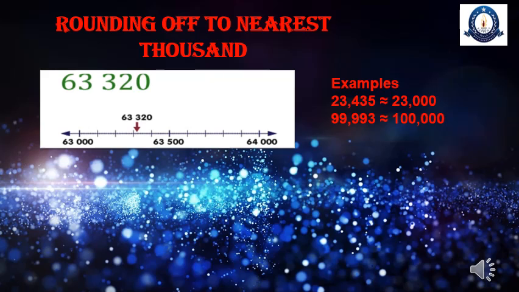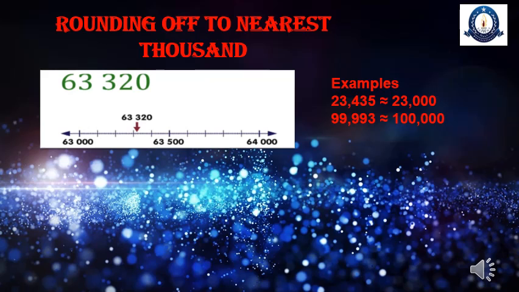Look at the next example. 99,993. 9 is on the place of 1000. Next number is 9. 9 belongs to the up family. So this 9 will go one step up. So what will come? 10. You will write 0 here. 1 will go as carry. So 9 plus 1, what will come? 10. And in place of the last 3 digits, 993, 3 zeros will come. So the answer will be 100,000.